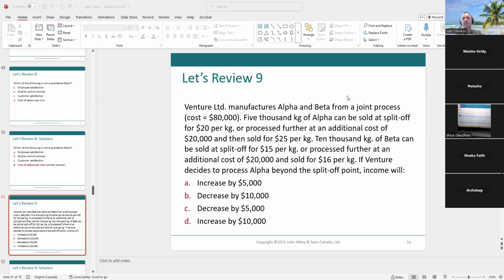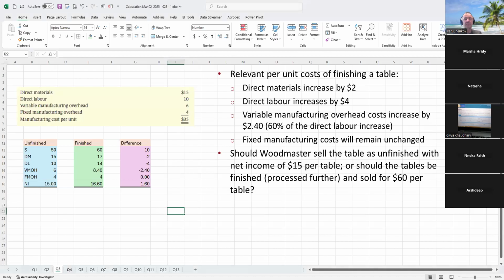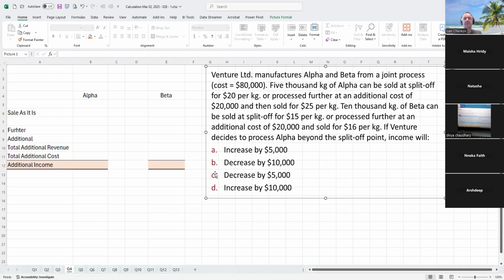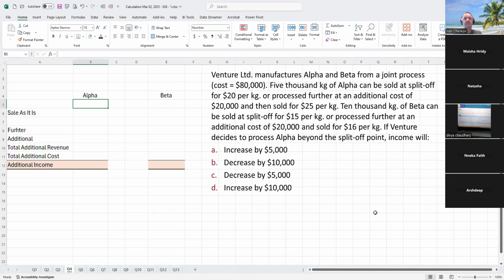Now let's move to the Excel spreadsheet and see what we can get there. Move to question 4. You already have the question here, alpha, beta. Now what do we have here? We have two products, alpha and beta. How many kilograms are we selling from alpha? 5,000 kilograms. And beta? 10,000 kilograms.